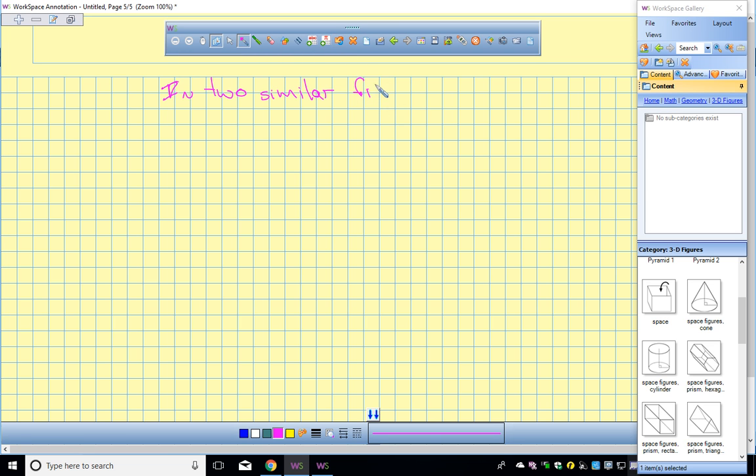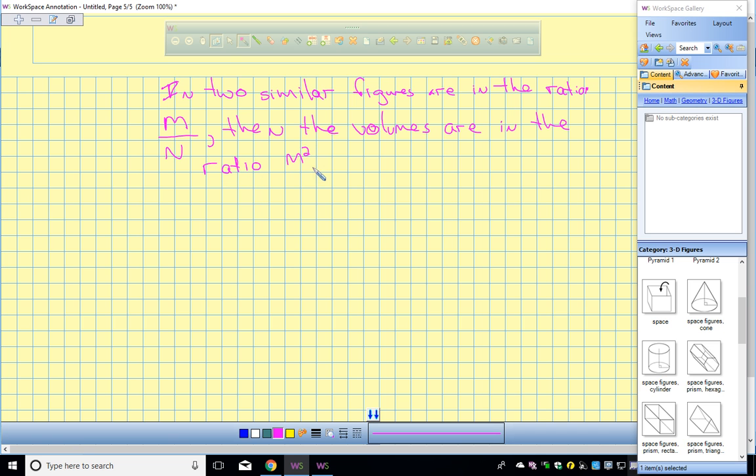Figures are in the ratio m to n, then the volumes are in the ratio m cubed to n cubed. Okay? And that has to do with weights too.